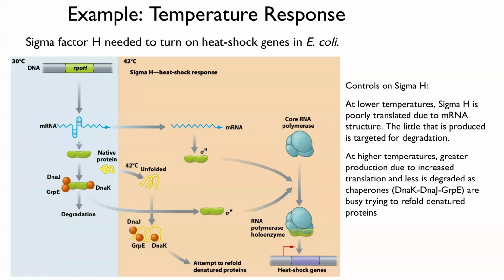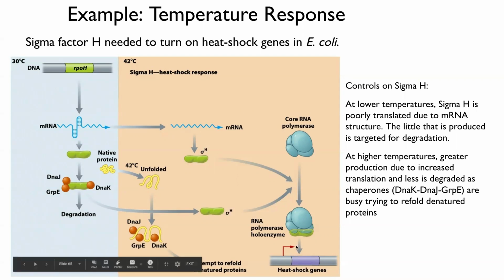However, at higher temperatures, there is greater production due to more translation. So what ends up happening is at higher temperature, these kinks essentially come apart, which leads to a straight mRNA, which leads to the production of proper sigma H proteins, which leads to the binding of that sigma H to heat shock genes, recruiting RNA polymerase, and then transcribing all the genes associated with heat shock. Pretty fun, right? In the absence of heat, it doesn't work very well. In the presence of heat, it works fantastic.